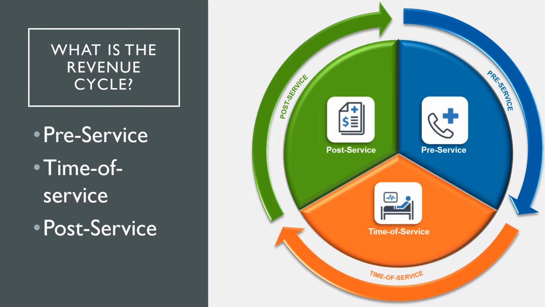So first off, we have to cover what the revenue cycle even is. There are three main areas to it, and this includes pre-service, time of service, and post-service. This means all the major steps that must take place to process a patient's account from the time they walk into the organization to when we close their account, meaning their balance is at zero.